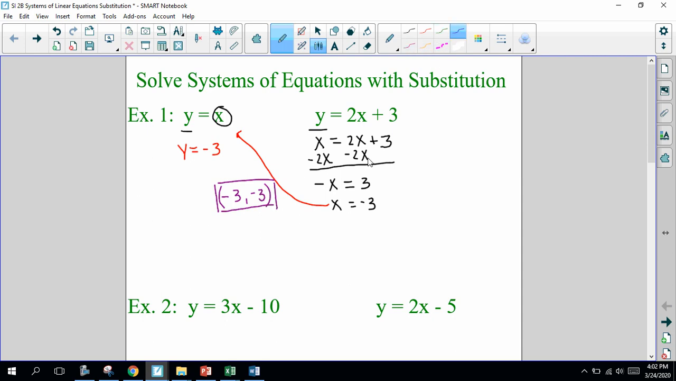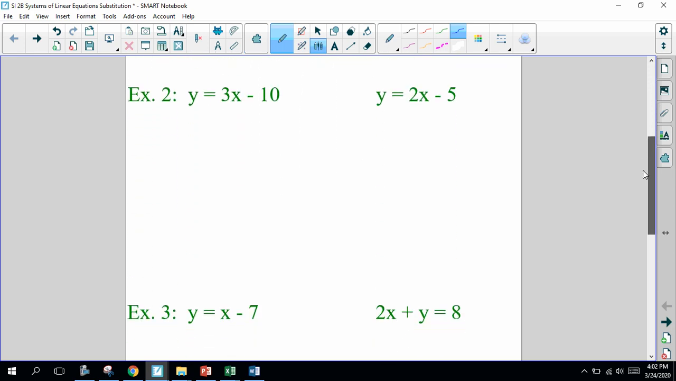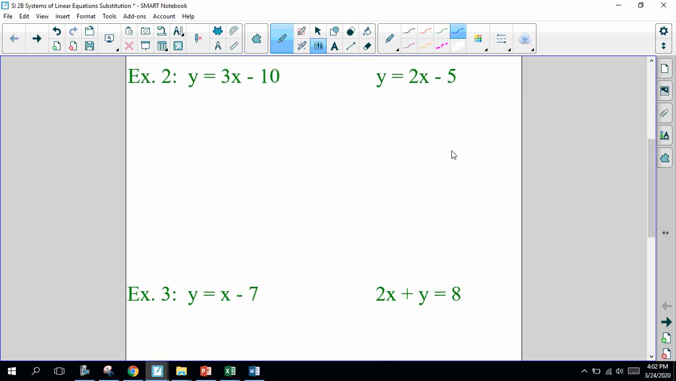As I take a look at example 2, keep in mind you're looking for a variable by itself in order to substitute. There's a y here by itself on this side of the equal sign. I have a y by itself here on this side of the equal sign. So I could choose either one. I'm just going to choose this one here out of convenience. Y is equal to, what's it equal to? Well, it's equal to this whole expression of 3x minus 10.